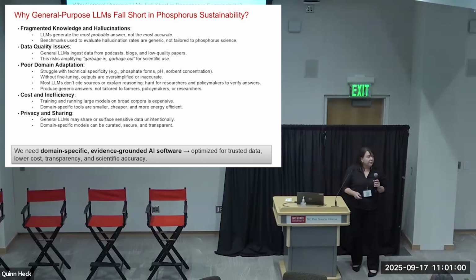So we found that there's a need to create a domain-specific, evidence-grounded AI, and this is what the convergence informatics team at STEPS has been working on for the last 4 years, I think, right? 4 years. So we wanted to have trusted data, lower cost, including low energetic cost, and then transparency and scientific accuracy.